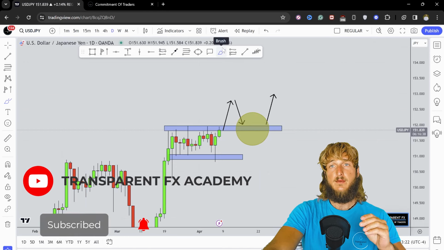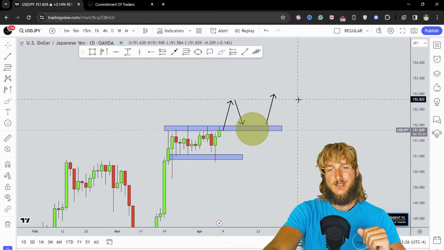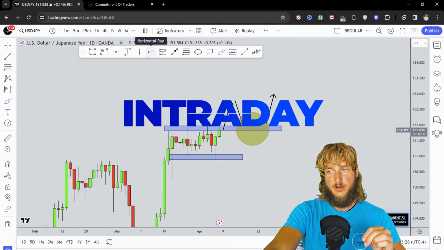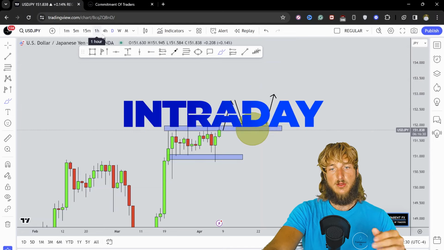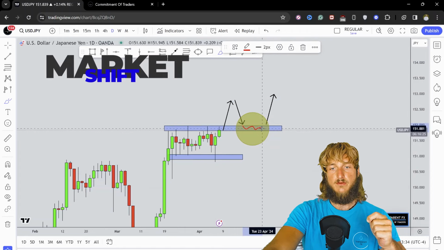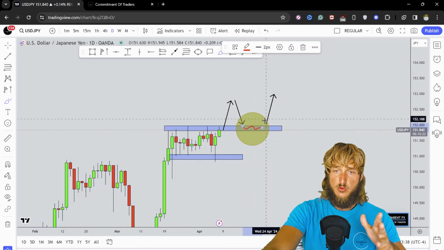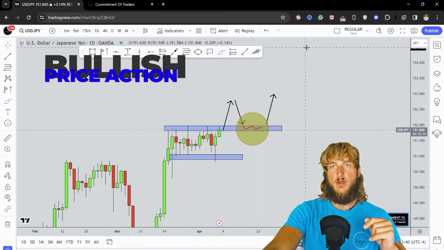However, when it comes to identifying early shifts in the trend of a market, the best timeframes for that are the intraday timeframes, so 4 hour and lower. Therefore, what I would expect is that if this market would shift from an intraday bearish to a bullish market, at that point, I wouldn't be surprised to see a potential push higher away from this level.